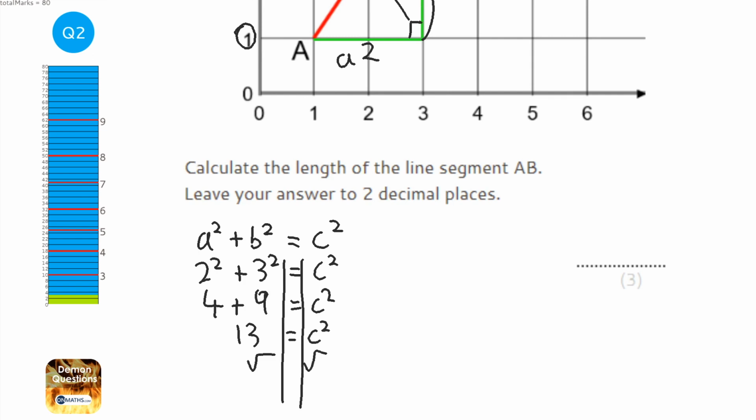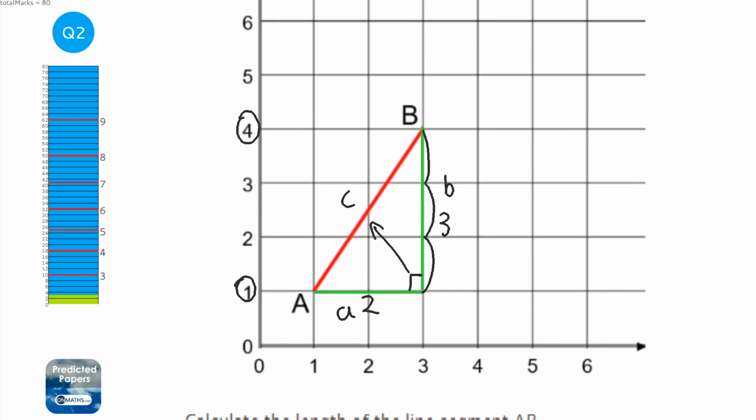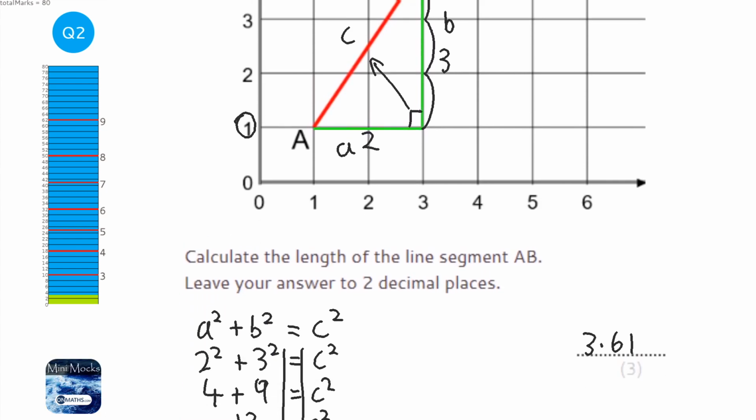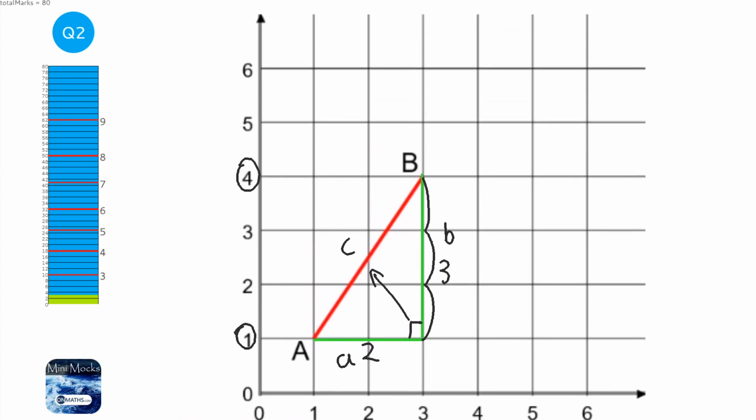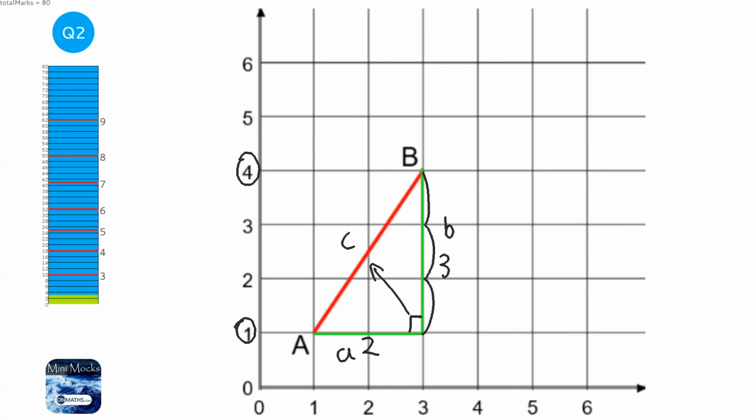So square root of 13 is 3.6055 blah blah blah equals C. So to two decimal places, it's 3.61. Now be careful, sometimes it will say that it's done on centimetre square grid, so you might have a units attached. If you want to put units but it doesn't say any, you can just write 3.61 units.